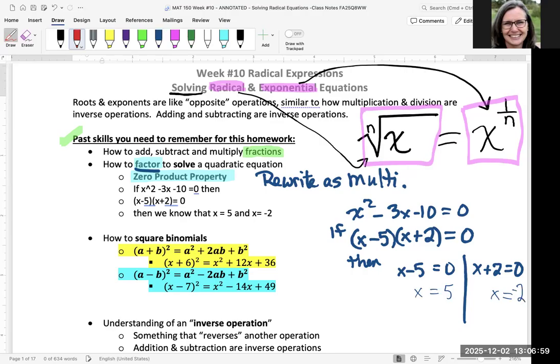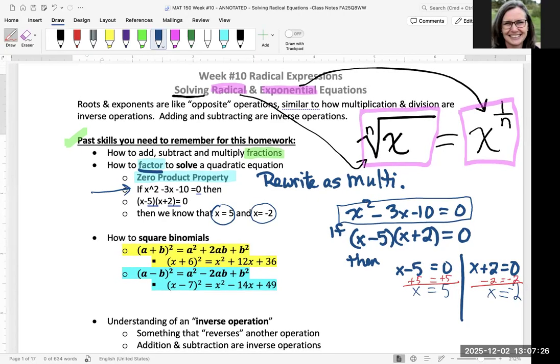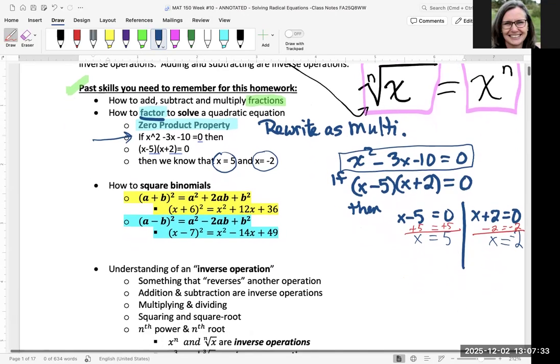If you're given an expression, you're only allowed to add 0 or multiply by 1. But in this case, I added 5 to both sides of that first equation. I subtracted 2 from both sides of the second. So that's how we know that either x equals 5 or x equals -2 would be the solution to our original equation. So that skill of doing the same thing to both sides of the equation anytime you want is the skill you're going to use with solving radical and exponential equations.